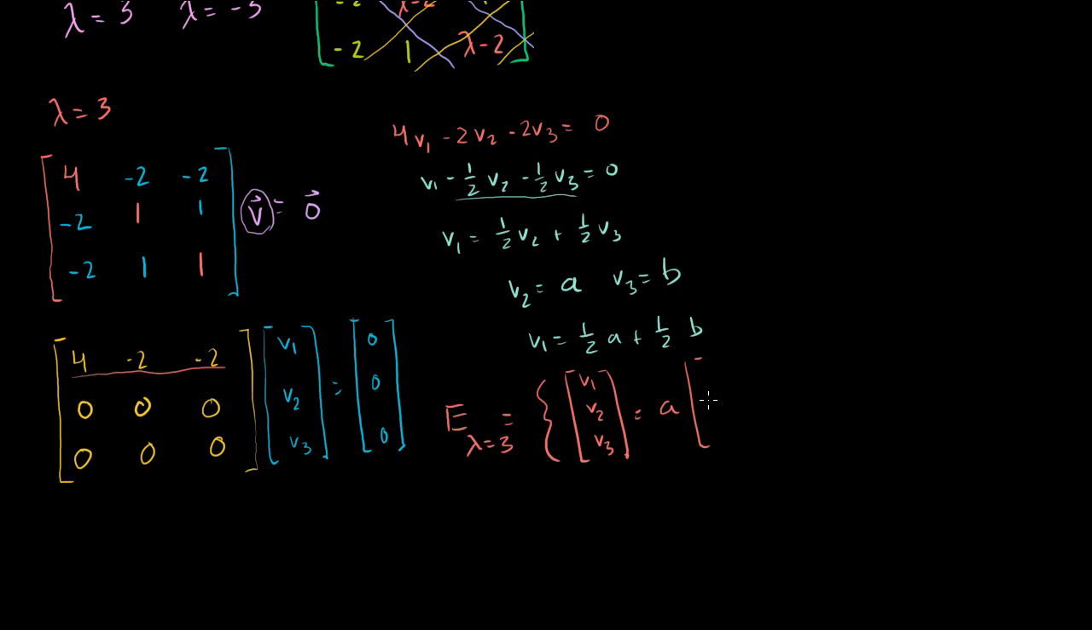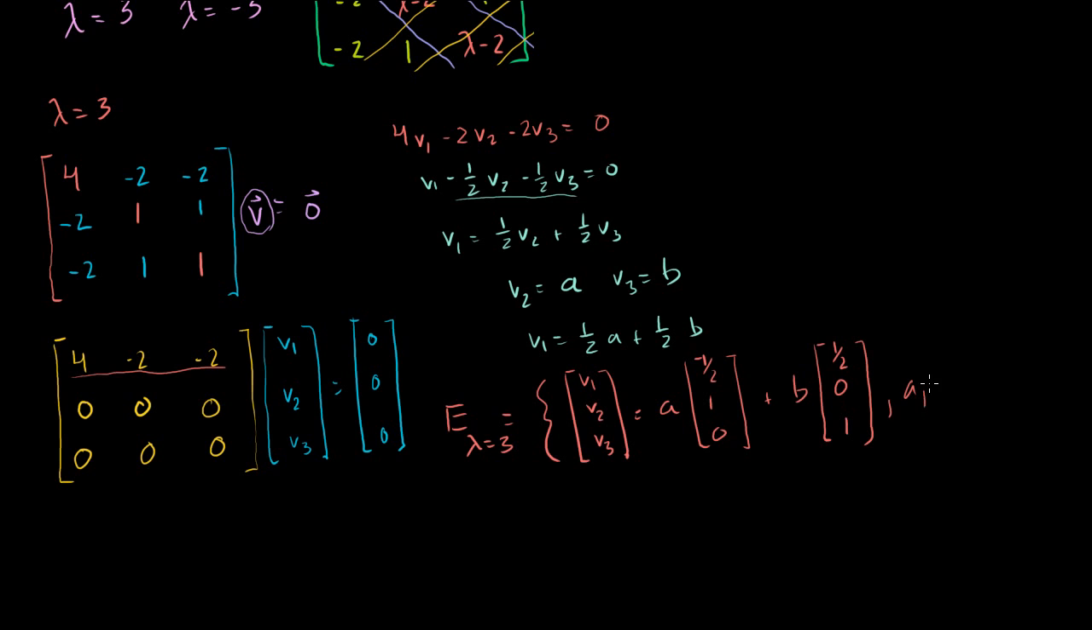So v2 is equal to a times 1. v3 has no a in it, so it's a times 0. I'll say v1 plus b times v2 is just a, right? v2 has no b in it, so it's 0. v3 is 1 times, so 0 times a plus 1 times b. And then v1 is 1 half a plus 1 half b. 1 half and 1 half.